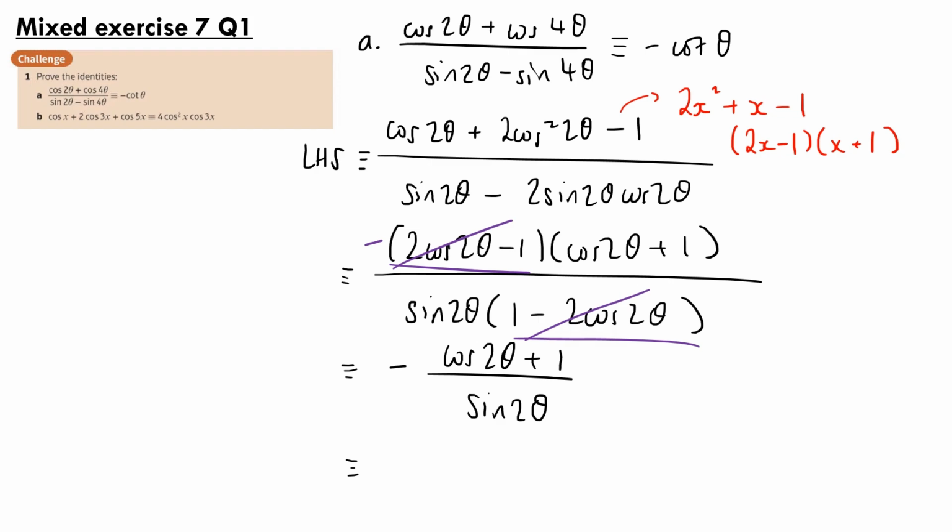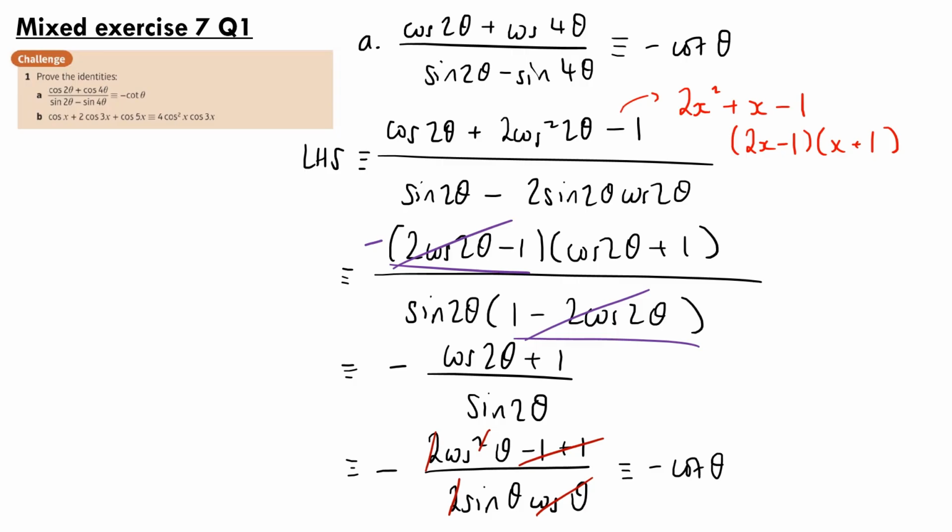So on top, we've got cos of 2 theta, which we can write as 2 cos squared theta minus 1 plus 1. So they will cancel. And then sine of 2 theta we know is 2 sine theta cos theta. So some more cancelling happens. 2 and 2 cancel on top and bottom. 1 cos theta from cos squared theta and the cos theta on the bottom. So luckily we're left with just minus cos theta over sine theta, which we know is minus cot theta, and we're done.